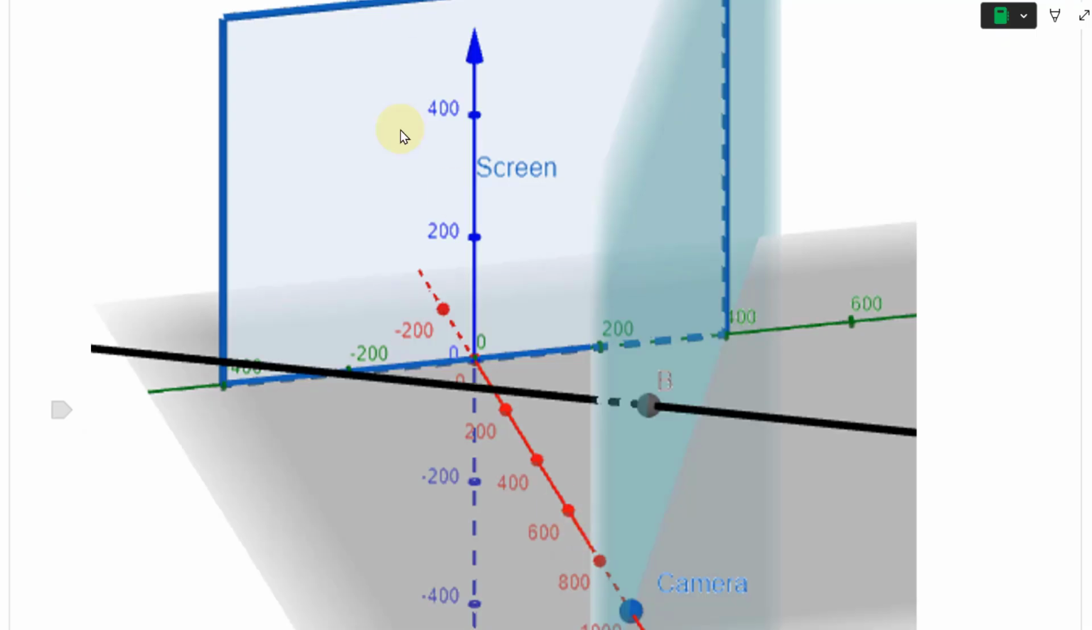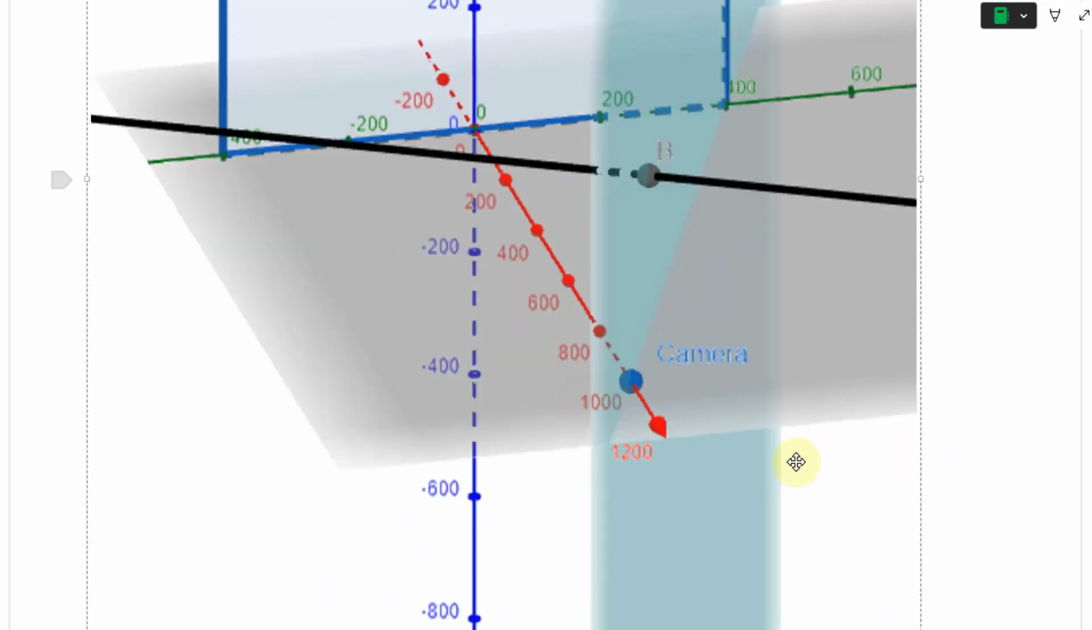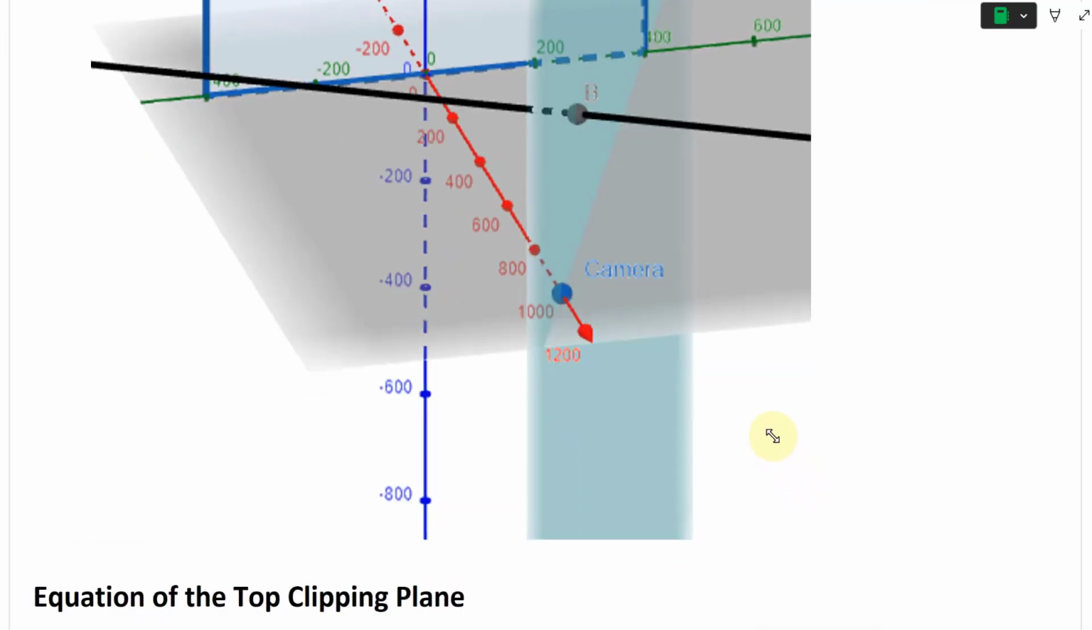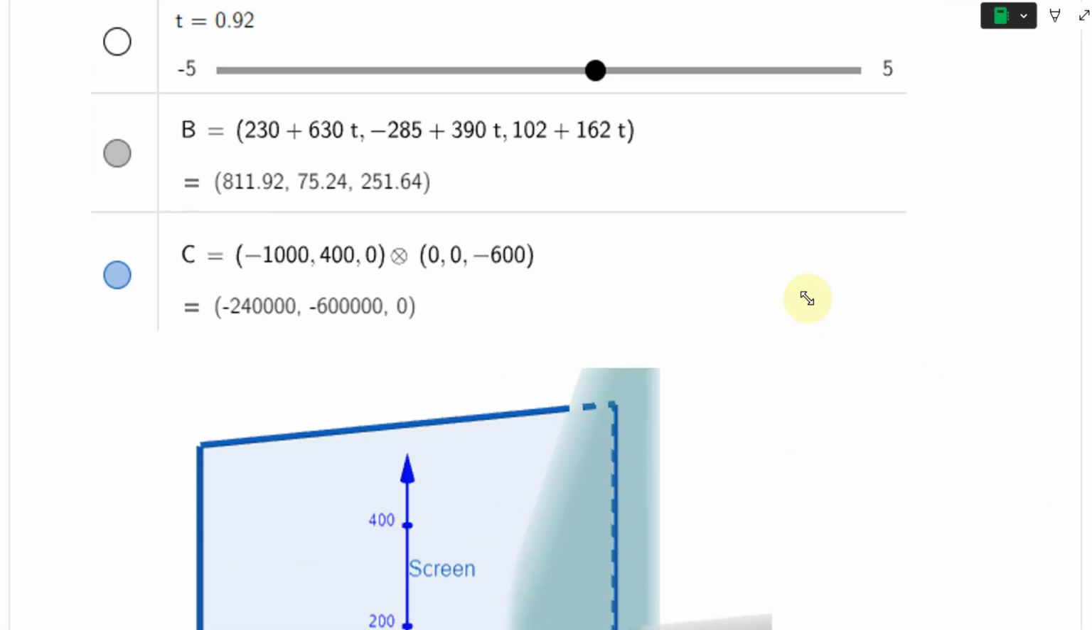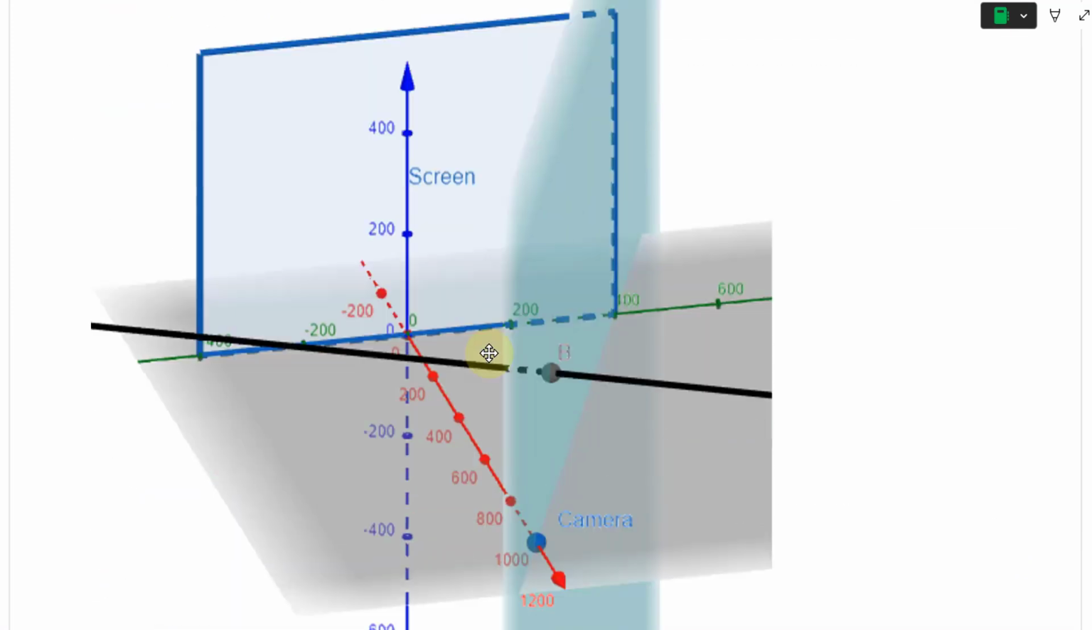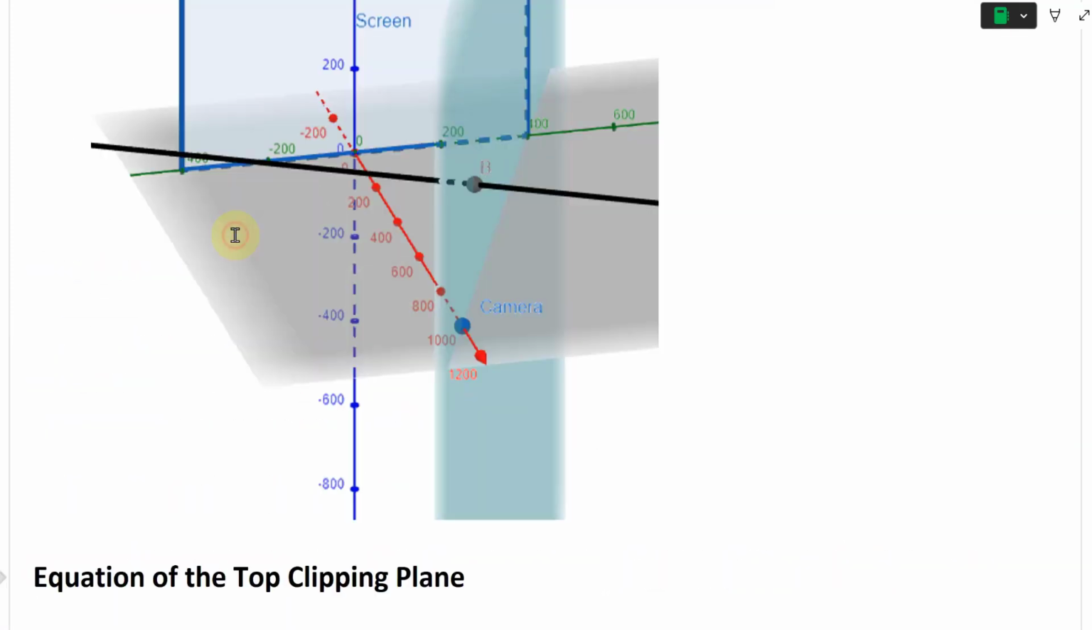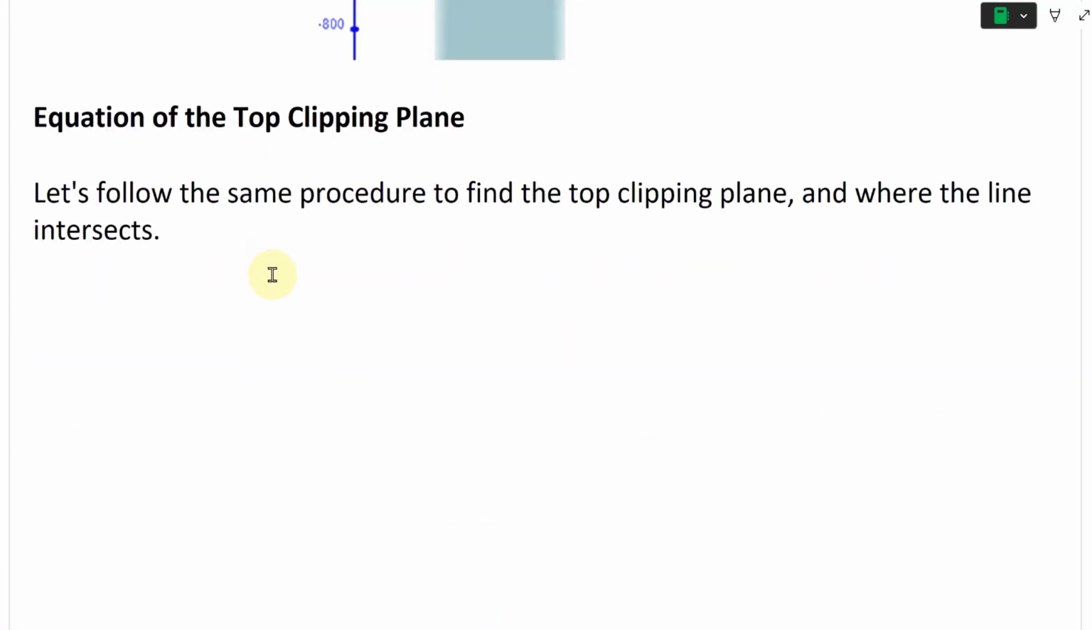All right, so now we got that part. Let's continue further. Let's make this smaller. All right, so simplify this. This is all giant. But yeah, so GeoGebra is pretty amazing stuff here. Alright, so now let's look at the next clipping plane. That's the top clipping plane. So let's follow the same procedure to find the top clipping plane and where the line intersects.